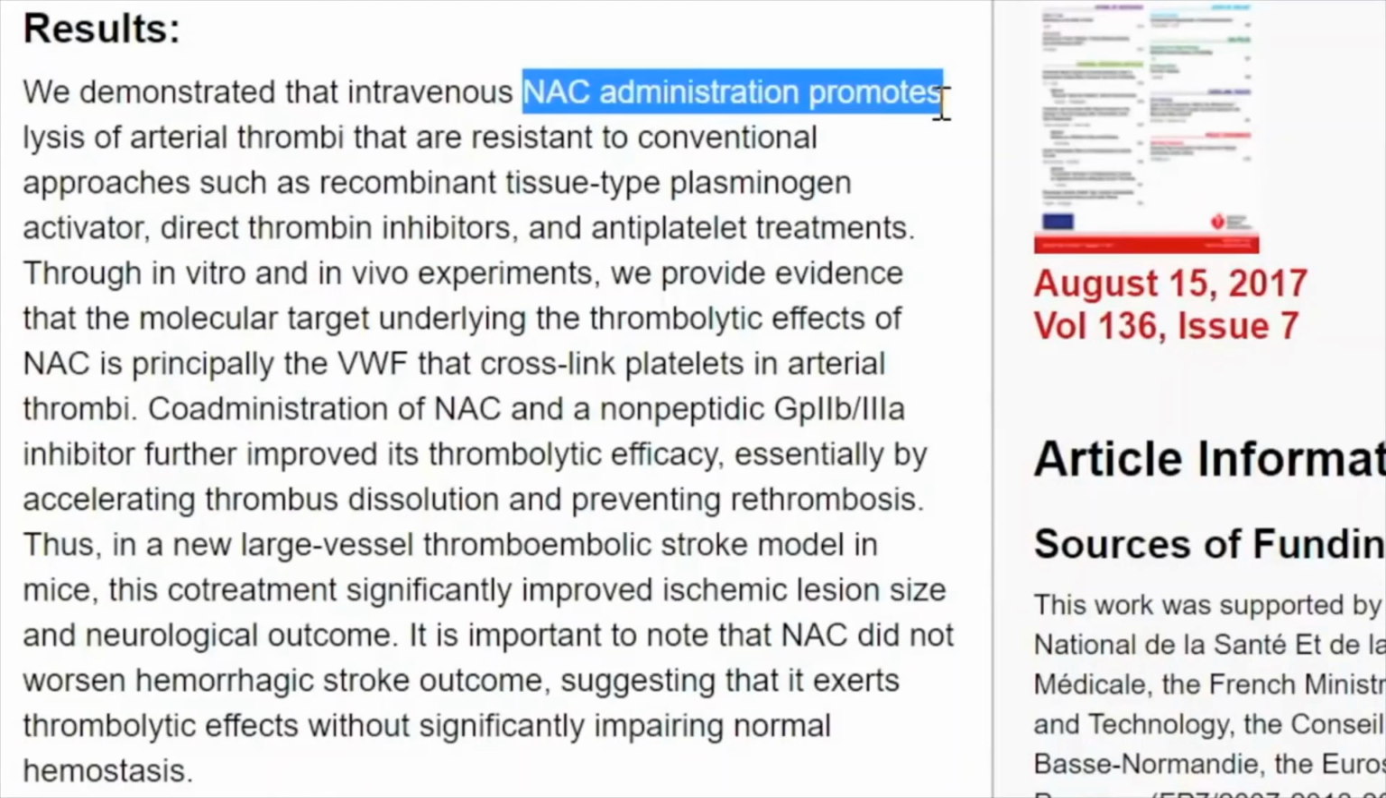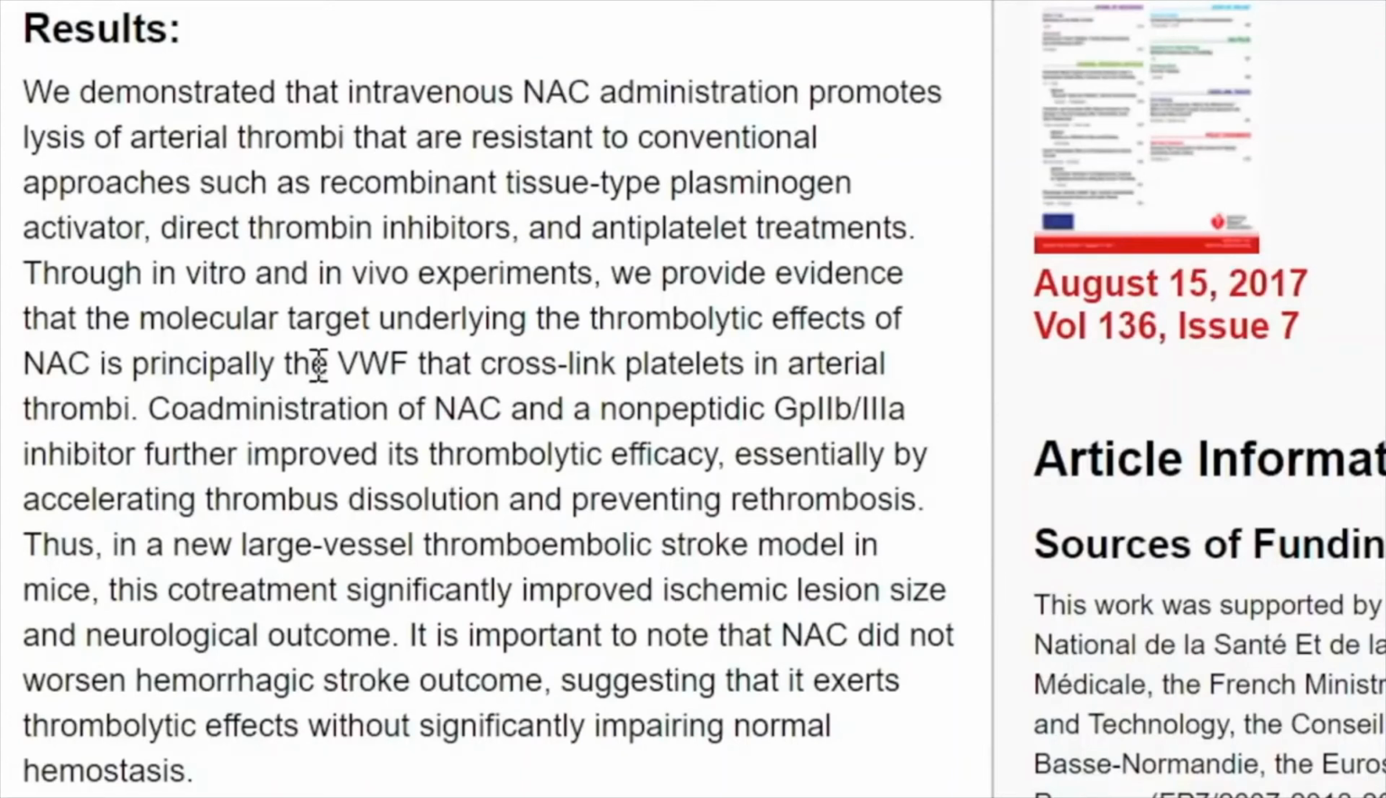These are the same kind of thrombi that might be acting in COVID-19 in the pulmonary vasculature and in other places as well. They found that the thrombolytic effects of NAC is principally at the von Willebrand factor, and that if you administered it with a GP2B3A inhibitor like integralin, which is another medication, that it actually improved its thrombolytic effect even more.